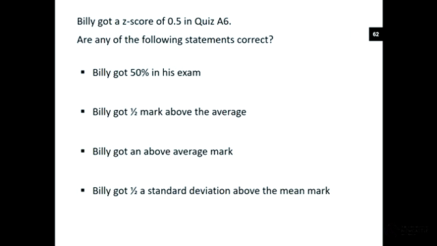So, what statement is true? Billy got a z-score of 0.5 in quiz A6. That's not our Billy, that's a different Billy. I know how to spell Billy, Prince. You're here somewhere probably. I didn't misspell your name. Are any of the following statements correct?